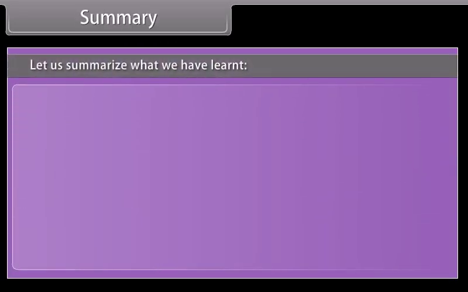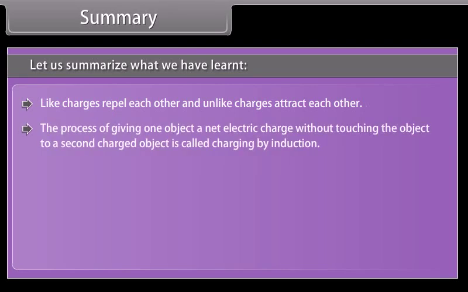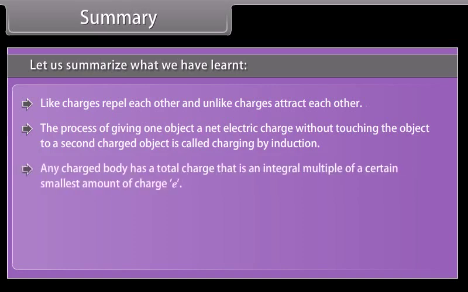Summary. Let us summarize what we have learned. Like charges repel each other and unlike charges attract each other. The process of giving one object a net electric charge without touching the object to a second charged object is called charging by induction. Any charged body has a total charge that is an integral multiple of a certain smallest amount of charge e.